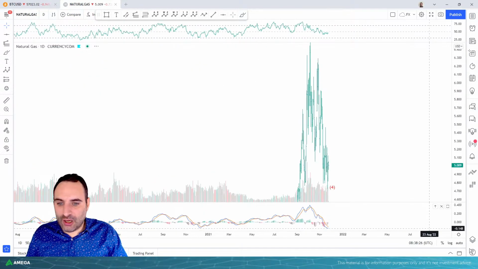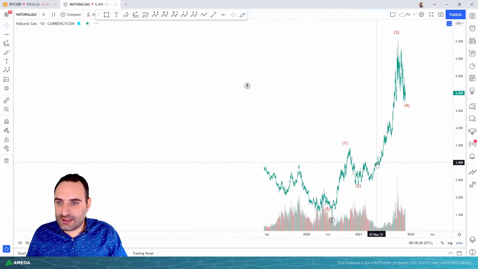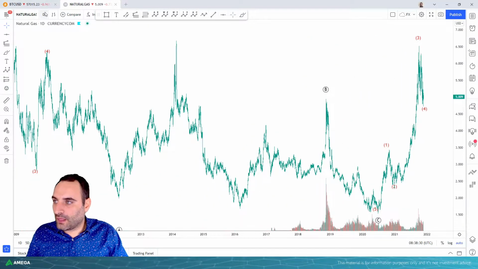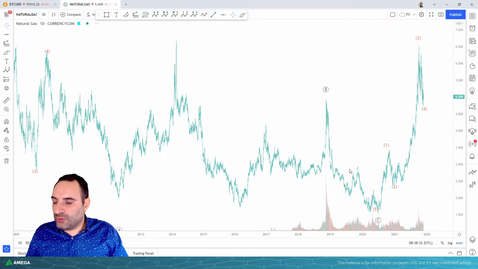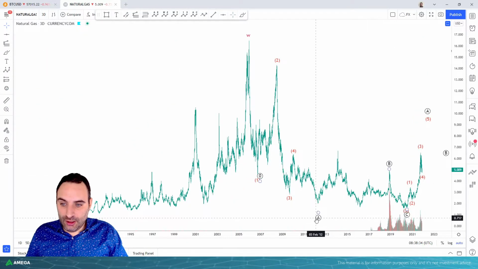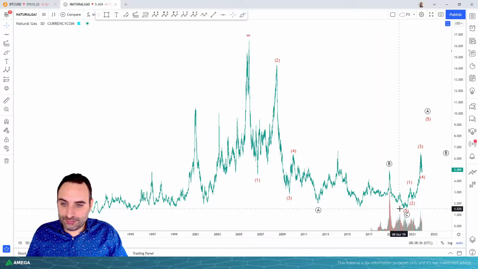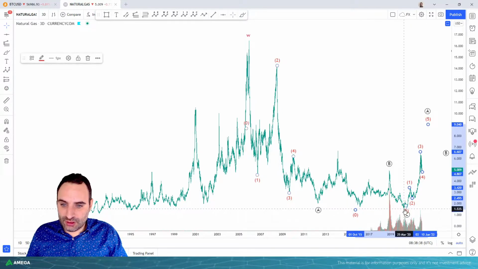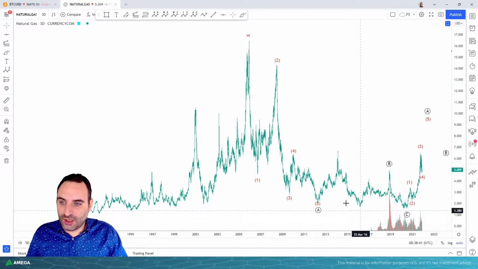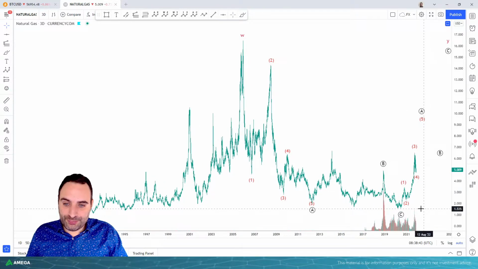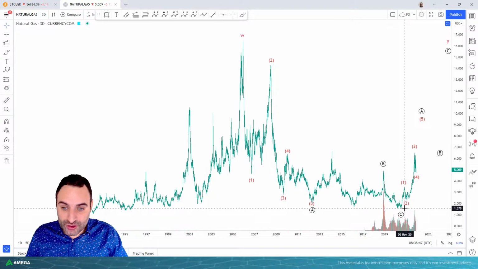Natural gas on the daily. Let's hide this. Well, to me, this looks like a low is in. Excuse me, that should be here. A low is in. And with that low being in means that we are moving up progressively.